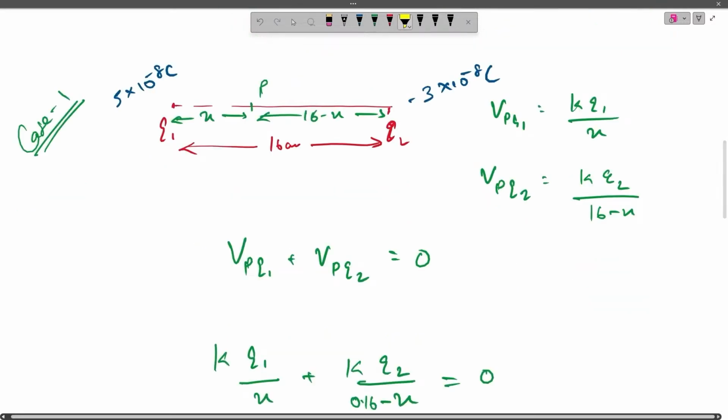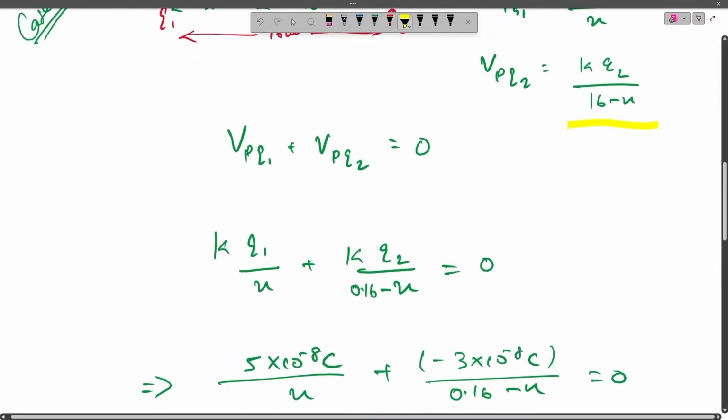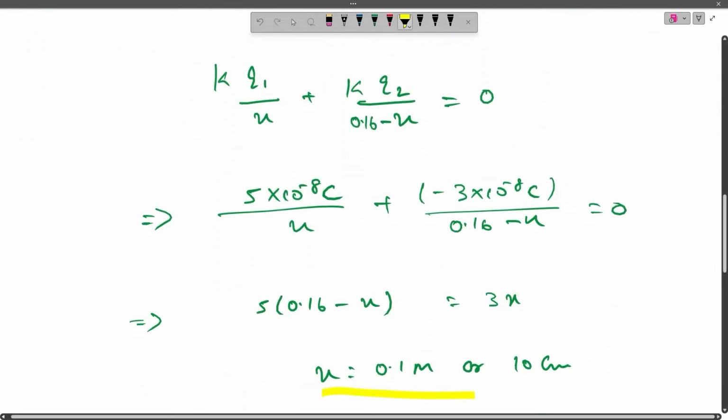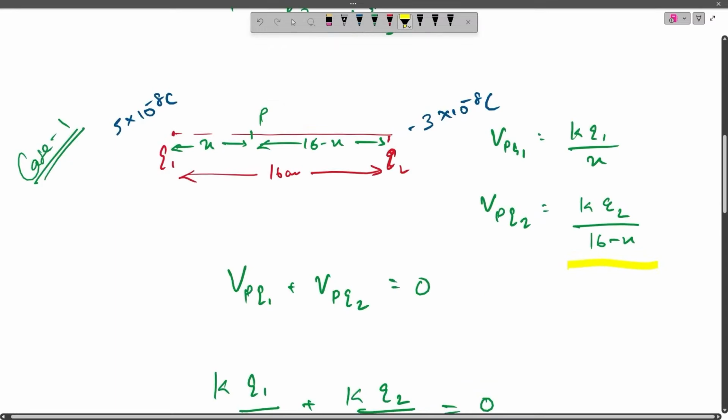Proceeding with that strategy, the potential due to charge Q1 is KQ1 divided by x, and the potential due to charge Q2 is KQ2 divided by 16 minus x, because if this distance is x and the total distance is 16 centimeters, then the remaining distance is 16 minus x, or 0.16 meter minus x. Proceeding with the calculation we get x as 10 centimeter, that is, 10 centimeter away from Q1 the potential due to these two charges is 0.